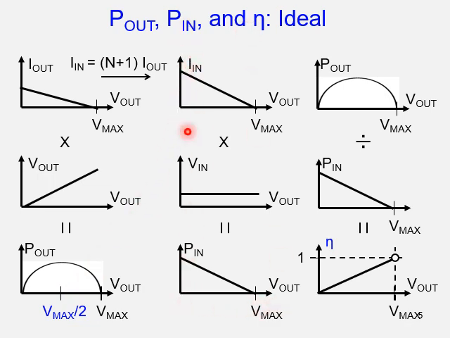And the middle portion shows P, B, I as a function of V out. We already know I in is a function of V out because I in is proportional to I out like this, and V in is not a function of V out, and therefore P in has this linear line.